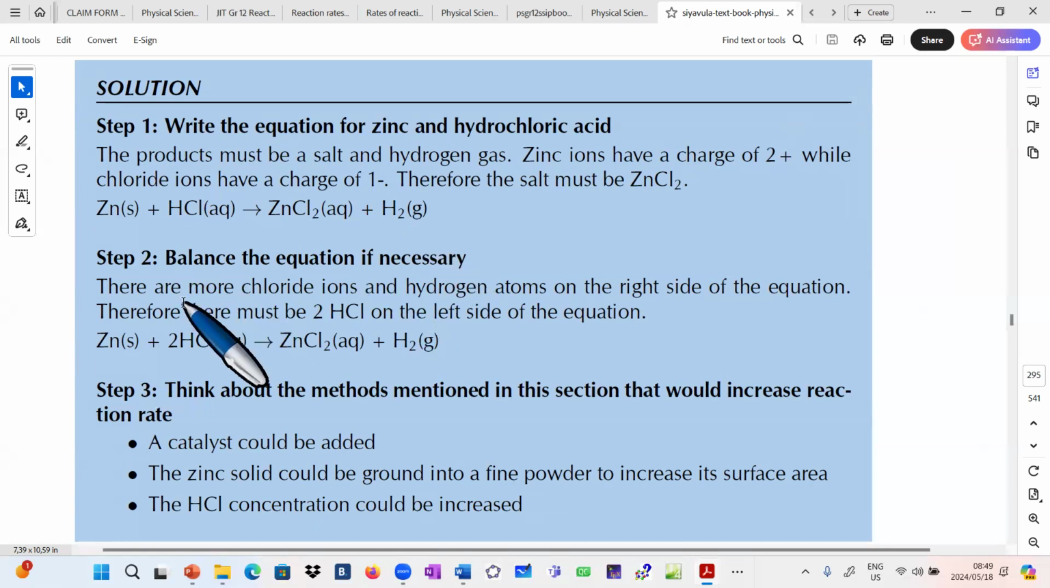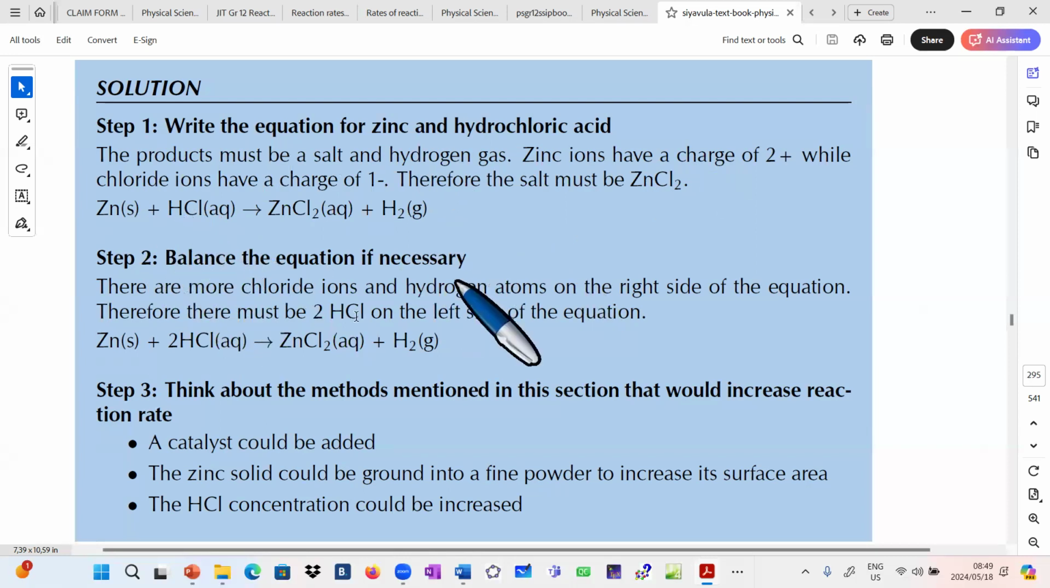Step two. We've already written the equation. You have one zinc here and one zinc there, and you have one hydrogen on the left and two hydrogen on the right, so it's not balanced. You also have ZnCl2, so two chlorines on the right and a single chlorine on the left. So this is not balanced. This is the equation for zinc and hydrochloric acid: zinc chloride and hydrogen gas.